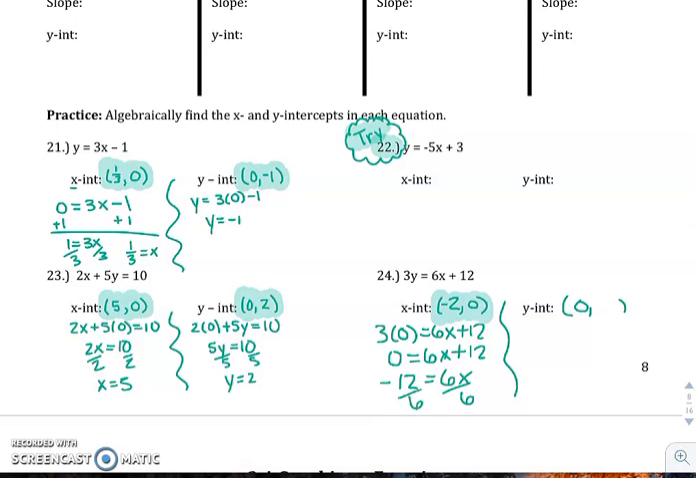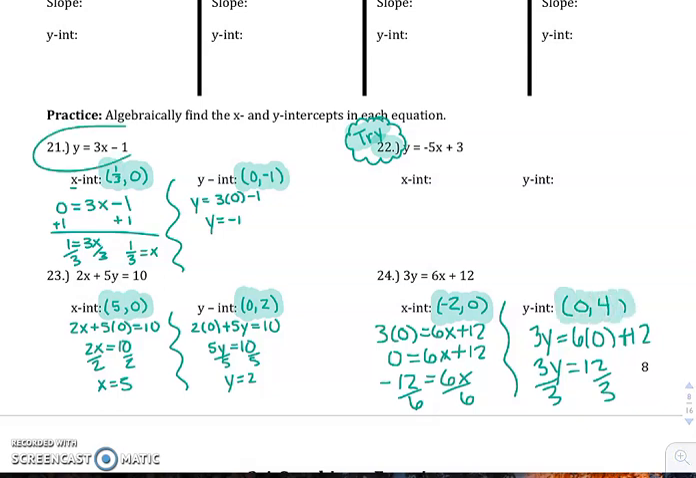So then for the y-intercept, we're solving for y. So 3y equals 6 times 0 plus 12. So the 6 times 0 just becomes 0, so we get 3y equals 12. When we divide, we will get y equal to 4. So the y-intercept is 4.